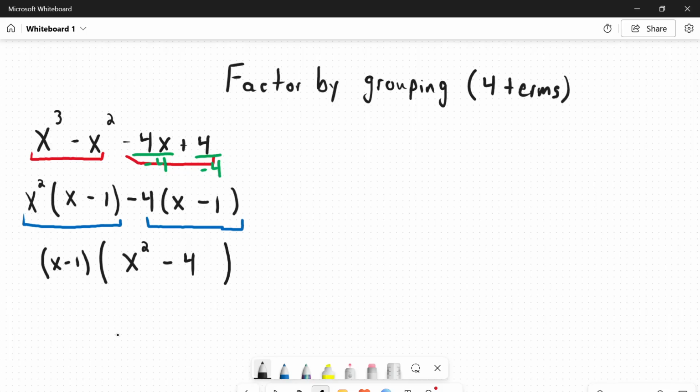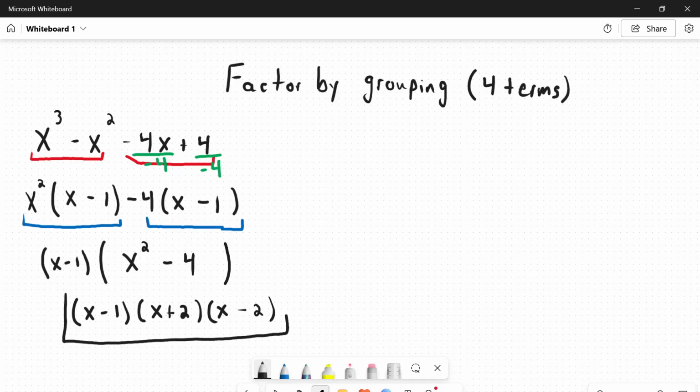So I'm going to recopy the x minus 1 because there's nothing that I can do with that. But the difference of squares, difference means that there's a minus sign. Difference of squares because 4 is a perfect square, just like 9 and 16 and 25 and 36, all perfect squares. One parentheses will get a plus sign, one gets a minus sign. They each get an x, and they will each get whatever the square root of 4 is. The square root of 4 is 2. And so here we have now fully factored the polynomial. That is what we're looking for.